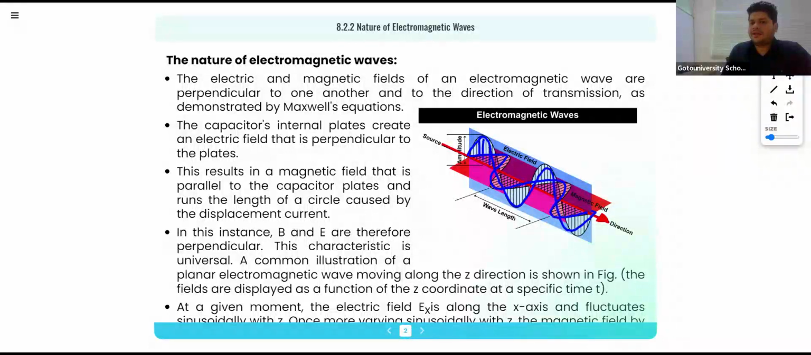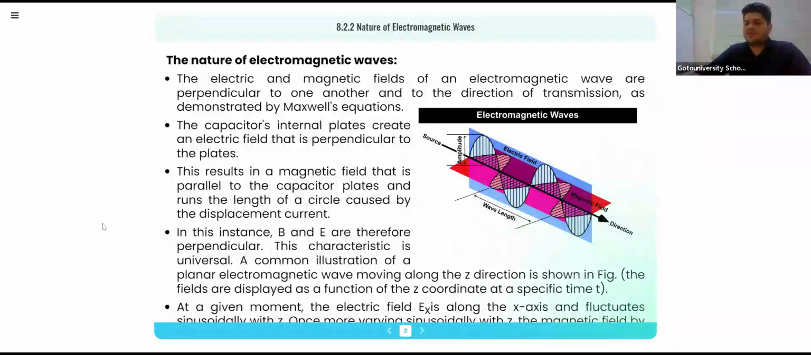See, electric field will be like this, and our magnetic field will be like this. I'm using the same diagram, so there will not be much difference, but you will understand. I have explained previously also how these electromagnetic waves will be there. We'll see the points related to it, then we'll see the 8 properties for the nature.